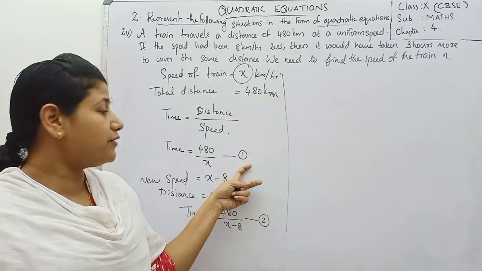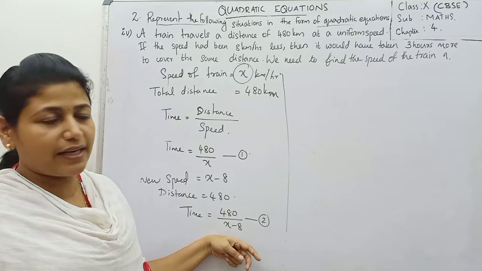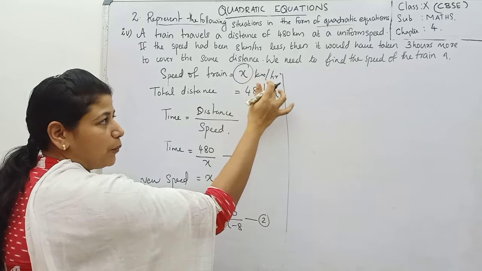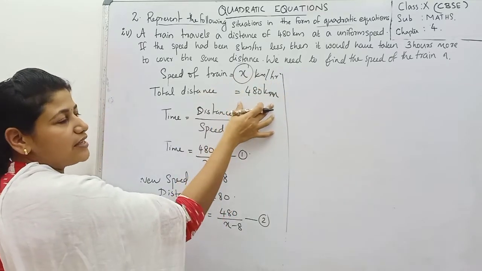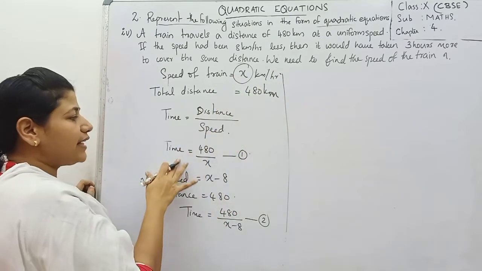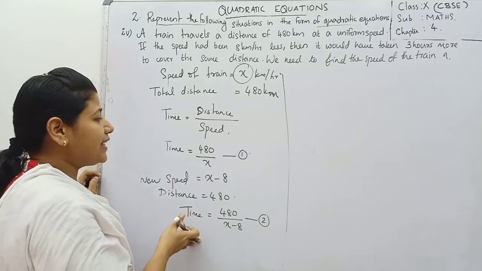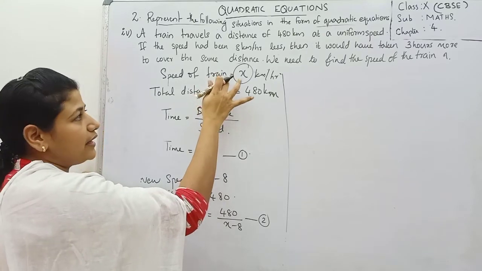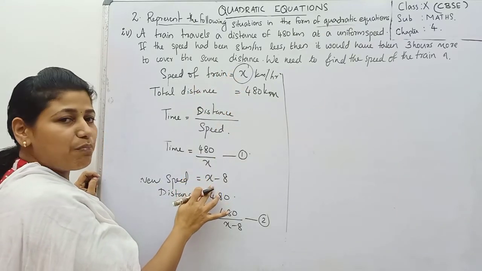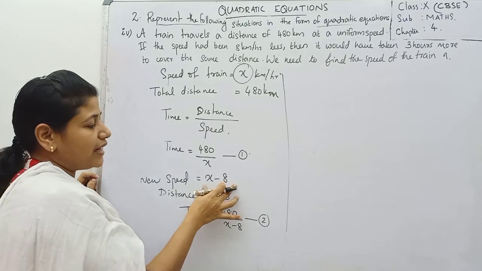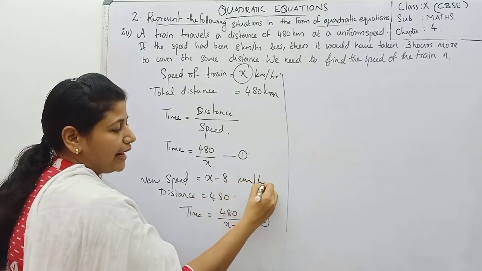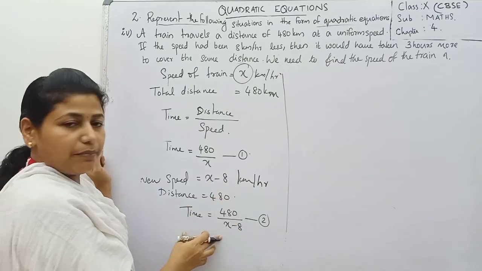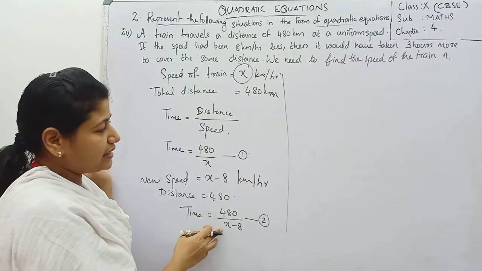So there is a relation between the first and the second equation. What is the relation? In the first case, the train takes a speed of x km per hour and covers a distance of 480 km, and the time is 480 by x. And in the second case, the train has a speed which is less than the first case, isn't it? That is, its speed is x minus 8 km per hour. And it also covers the same distance. So the time can be calculated as 480 by x minus 8.